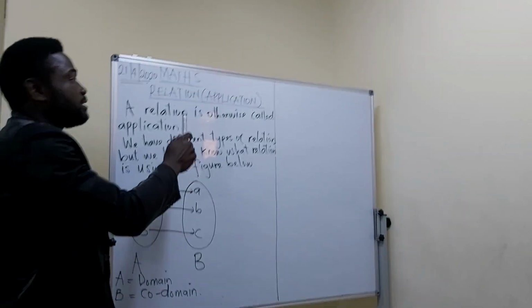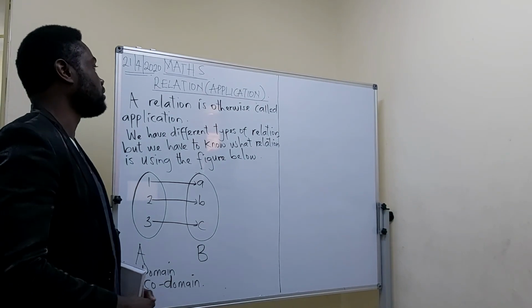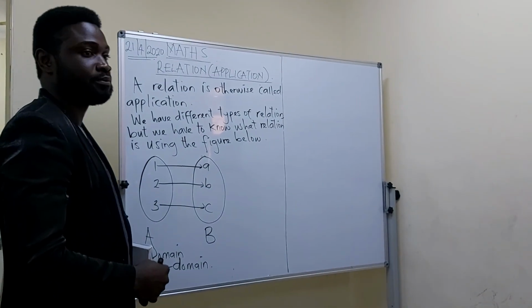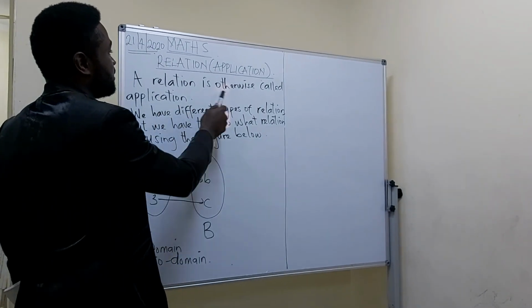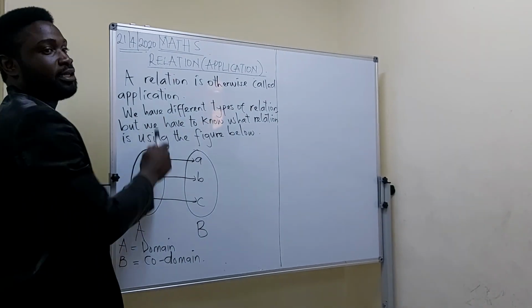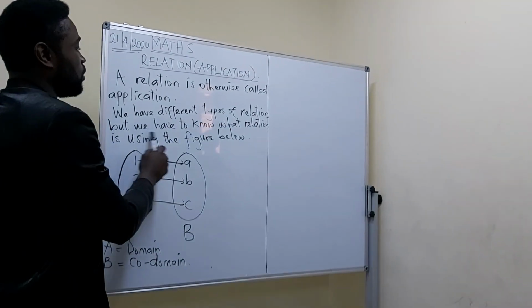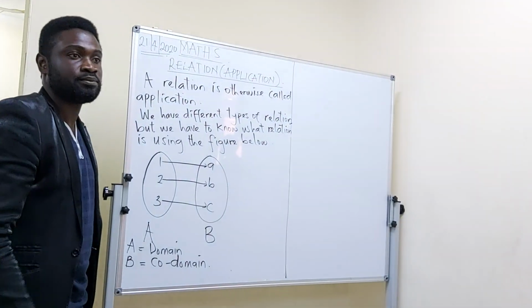As you can see on the board, is relation. Relation can also be called application. Now, if you don't mind, you can read with me from home. A relation is otherwise called application. We have different types of relation, but we have to know what relation is using the figure below.